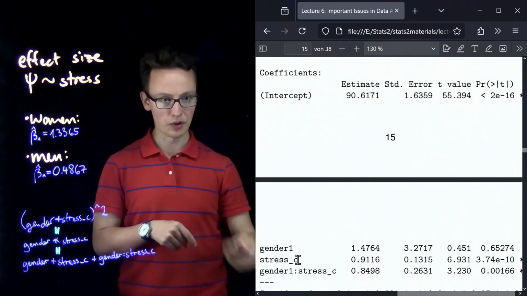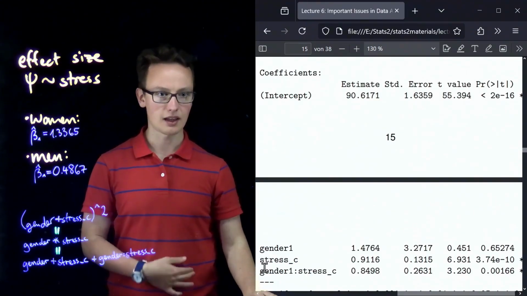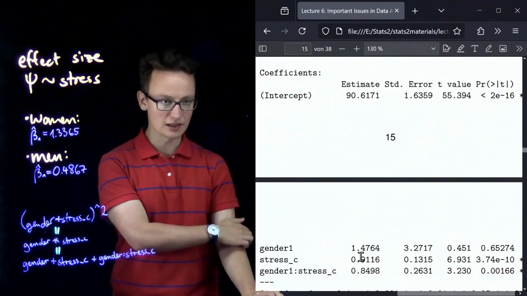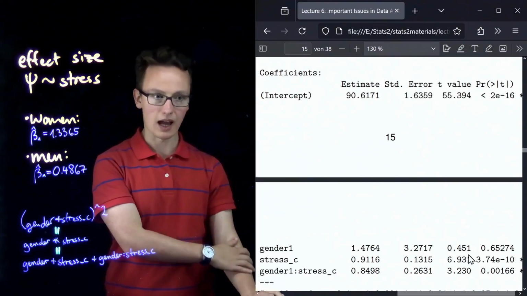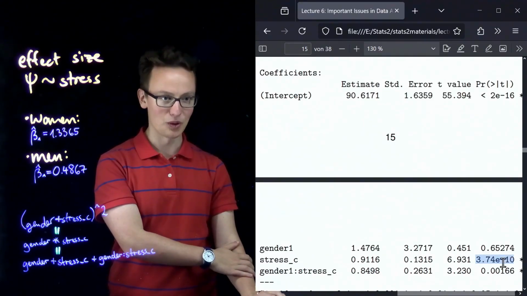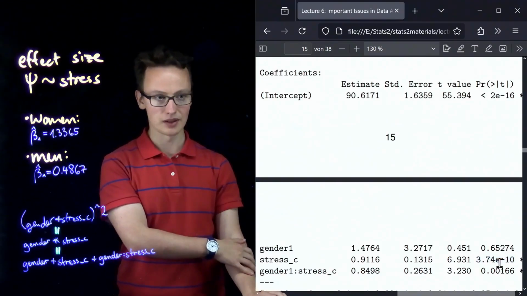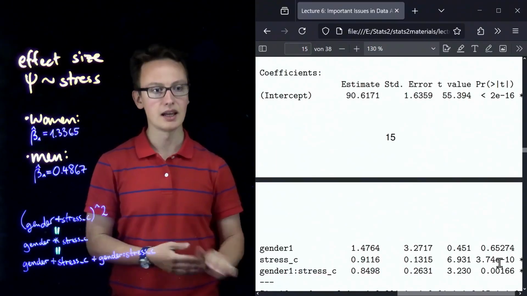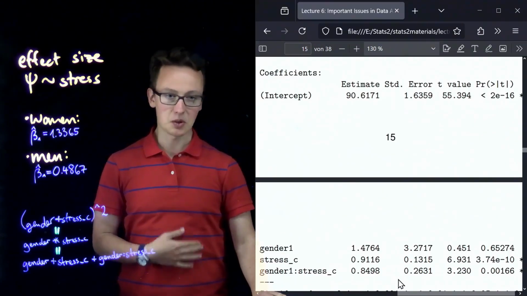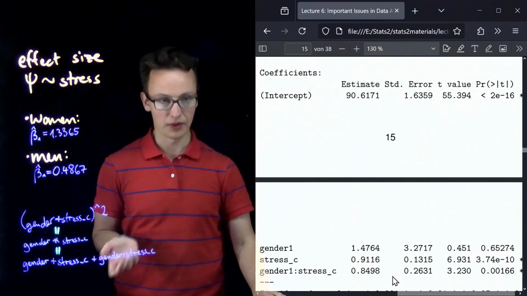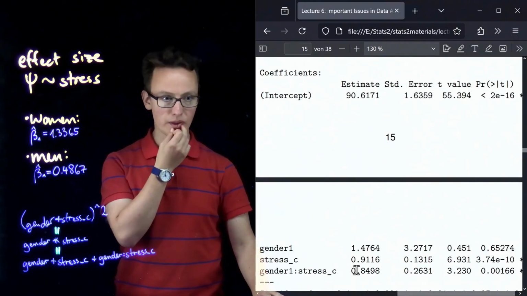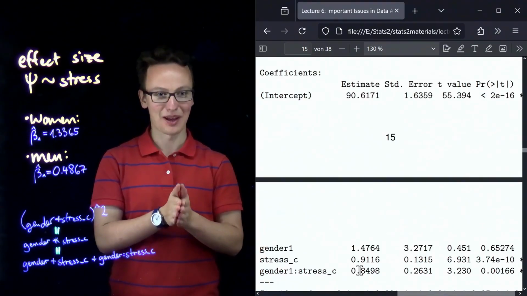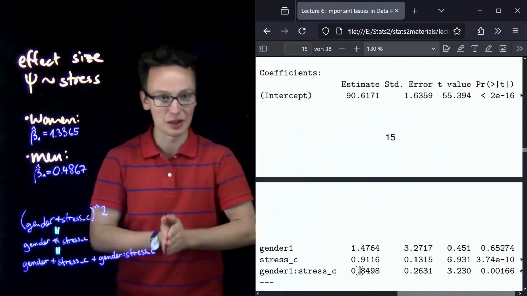And notice here that both the main effect of stress and the interaction between gender and stress are significant. This main effect of stress is very salient. It has a t value of 6.9 and a very small order of magnitude p-value, very clear that stress level is associated with psychological symptoms, that it can predict psychological symptoms basically. And we also have quite salient proof on this data set that there is a difference in the extent of how stress affects psychological symptoms depending on the gender of the person.